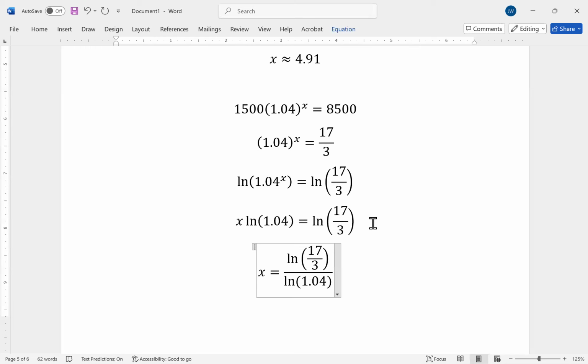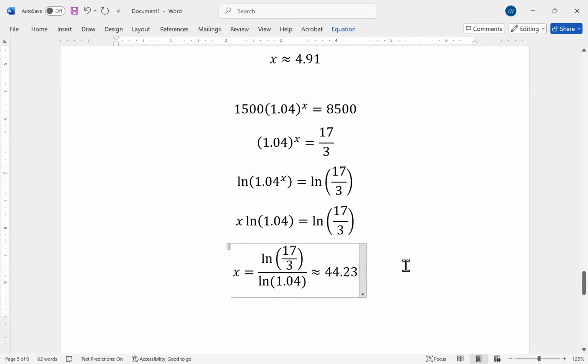That's something I can just type into my calculator if I want. And by doing so, I would get approximately 44.23. So that's what the value of x is.